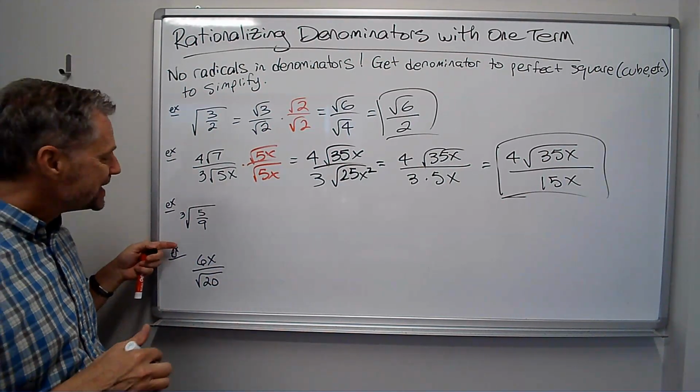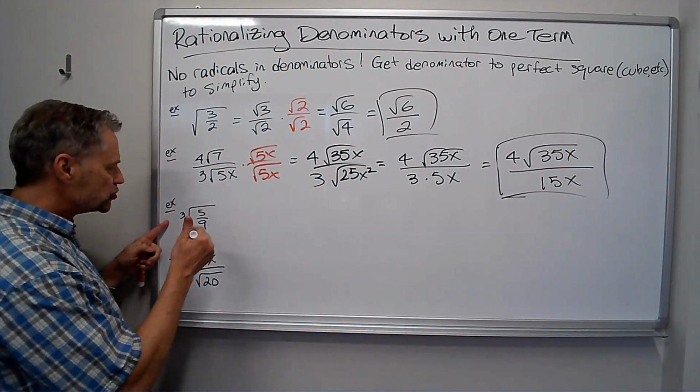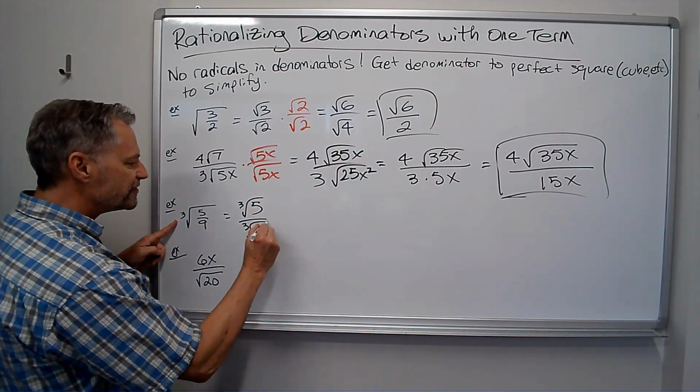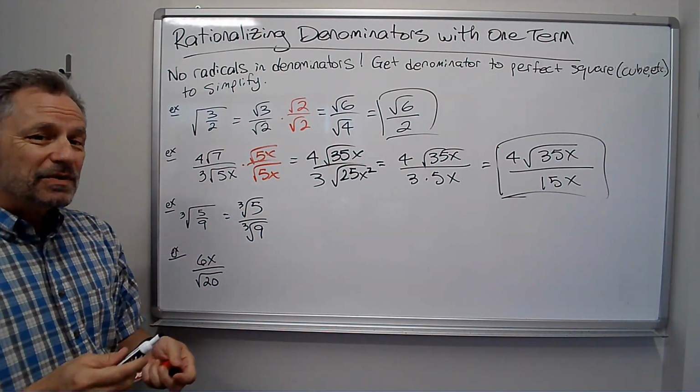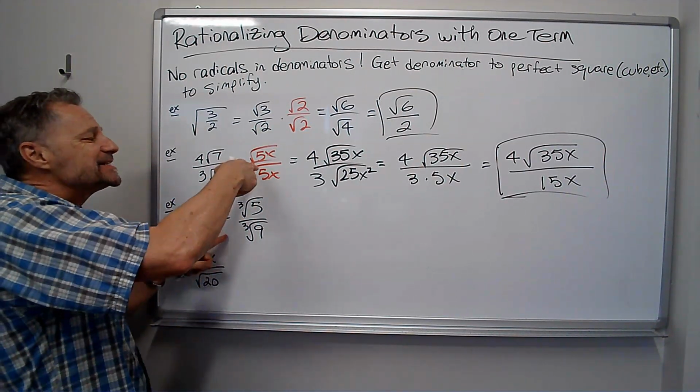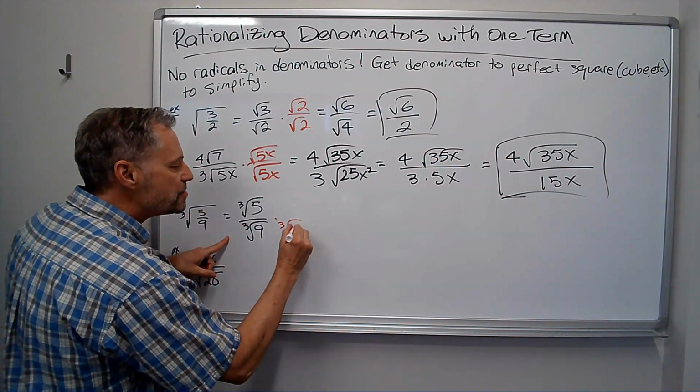Let's look at another one. This time I have a third root, which makes it a little trickier. So I've got the third root of 5 over the third root of 9. And what some students like to do is say, oh, Professor Monty, I know how to do that just like we did up here. I'm going to multiply by the third root of 9.